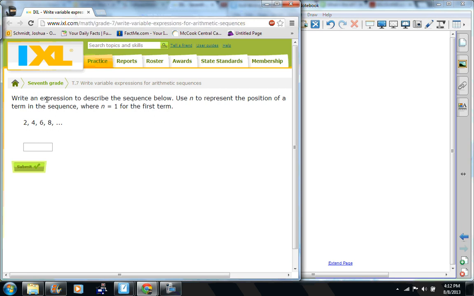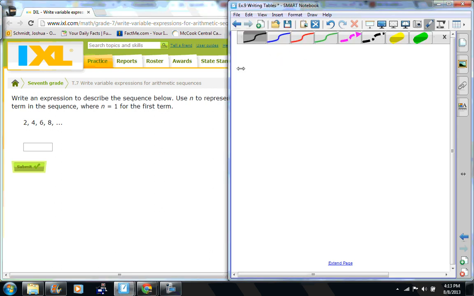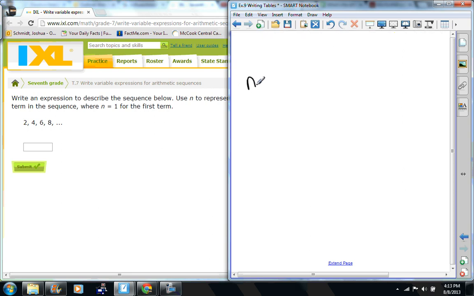We want to create an expression or an equation on the numbers or the patterns that we're looking at. And the way you do it is really simple. Since it says n equals 1 for the first item, we're going to make a table of values. First of all, we're going to shrink our page so we're not absorbing. So we're going to make a table of values where this is n and then this is f of n.